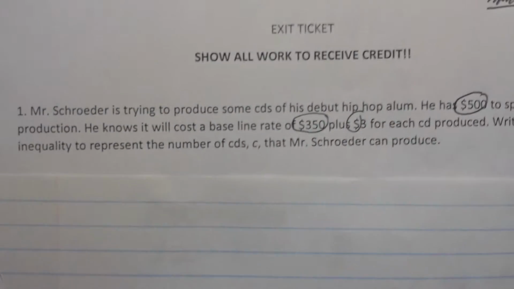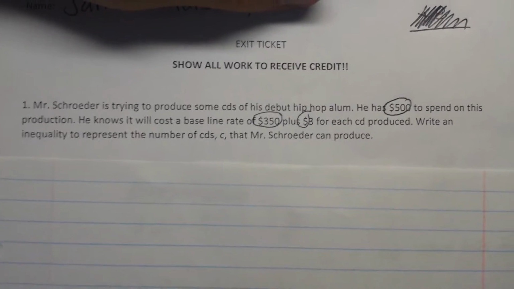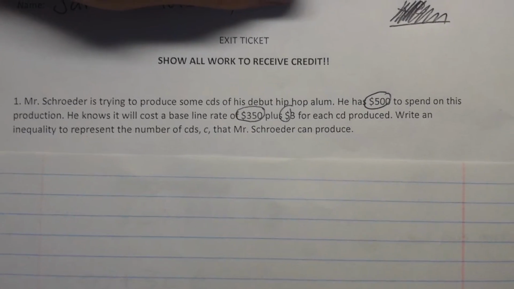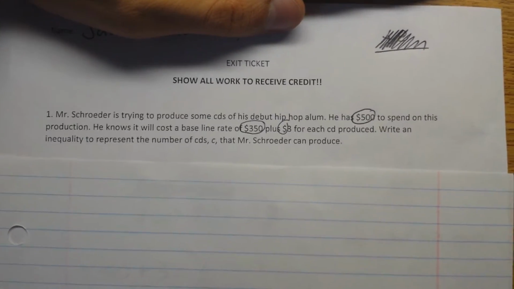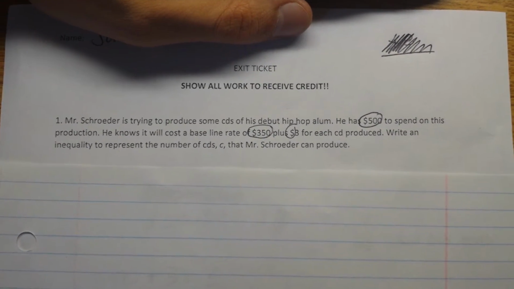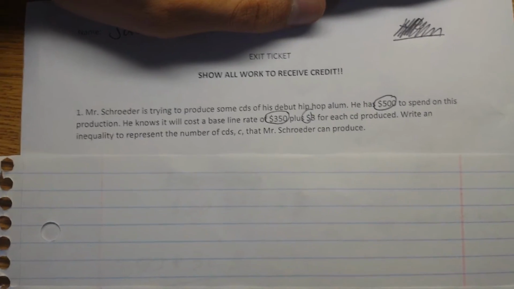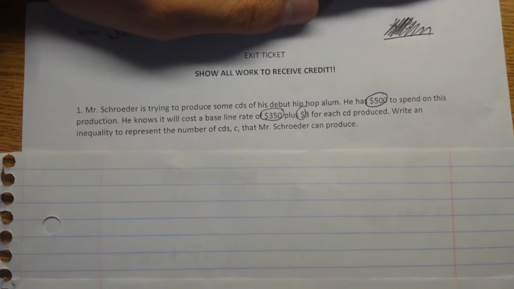Really quickly, before we end the day, I wanted to model the equation shown in the exit ticket problem. So Mr. Schrader is trying to produce some CDs from his debut hip-hop album. He has $500 to spend on the production. He knows it will cost a baseline rate of $350 plus $3 for each CD produced. Write an inequality to represent the number of CDs that Mr. Schrader can produce.